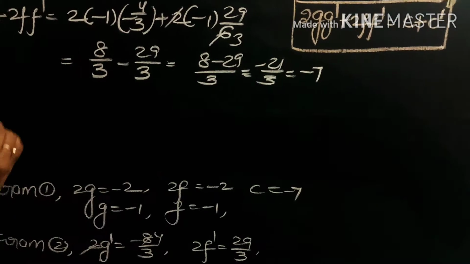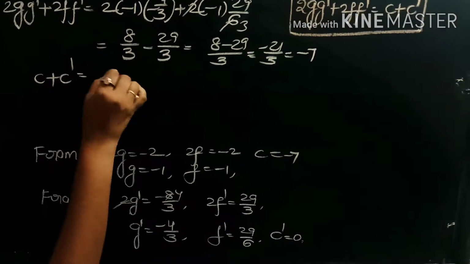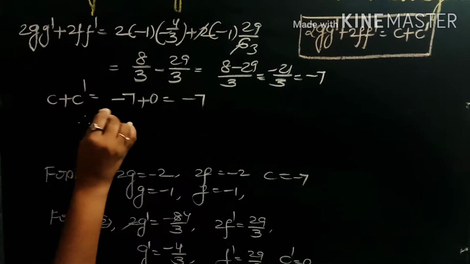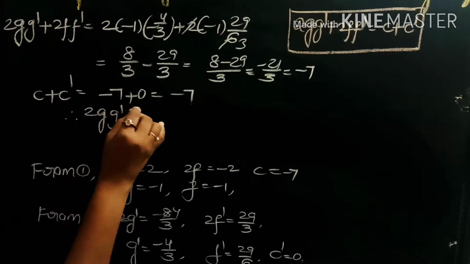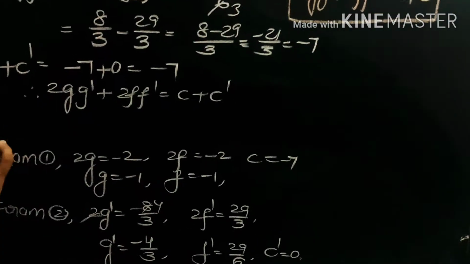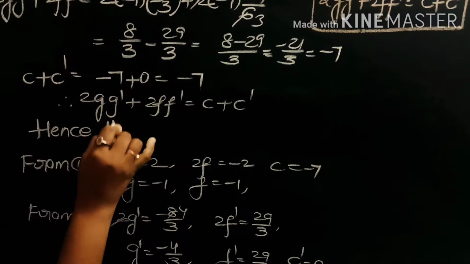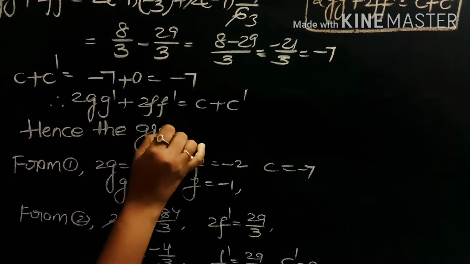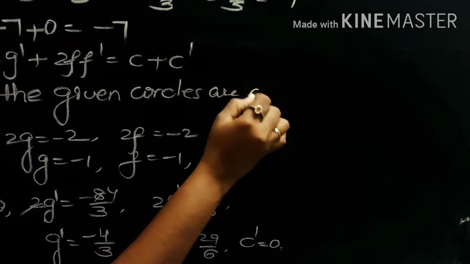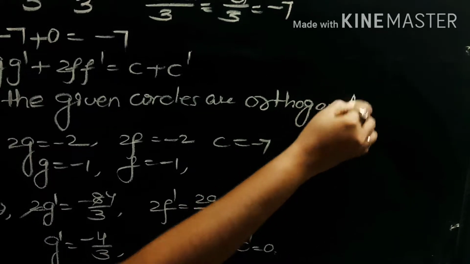Now coming to the RHS, c plus c dash. C plus c dash is equal to c value minus 7 and c dash value 0, is equals to minus 7. Therefore 2g g dash plus 2f f dash is equals to c plus c dash. Hence the given circles are orthogonal to each other. Hence the given circles are orthogonal. That's all.